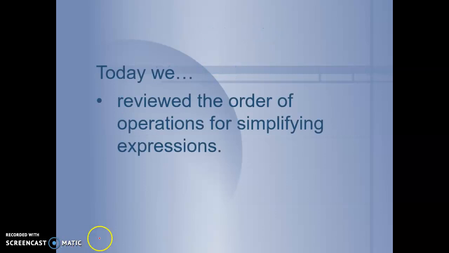All right, today we reviewed the order of operations for simplifying expressions. Don't forget that we are going to use G for grouping symbols, followed by M, D, and M and D at the same time, left to right, and A and S, GEMDAS, at the same time, left to right.